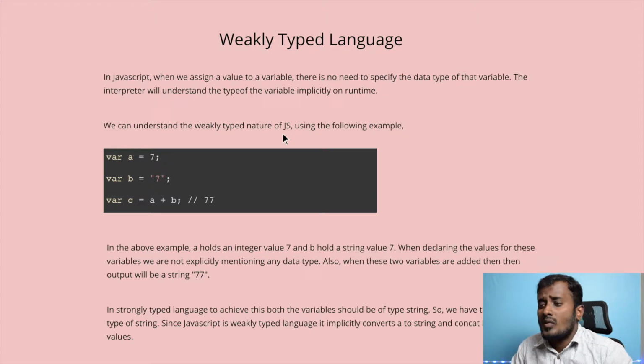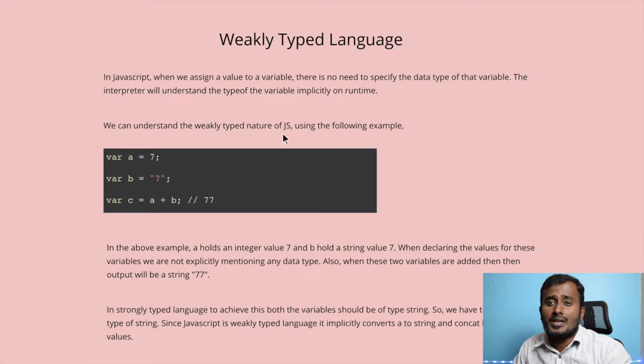Now I try to add these two different variables to a third variable called c. c is equal to a plus b. Ideally in strongly typed languages like Java, this is not at all possible because we are trying to do manipulations on different variables of different data types. But since JavaScript is a weakly typed language, this is possible.